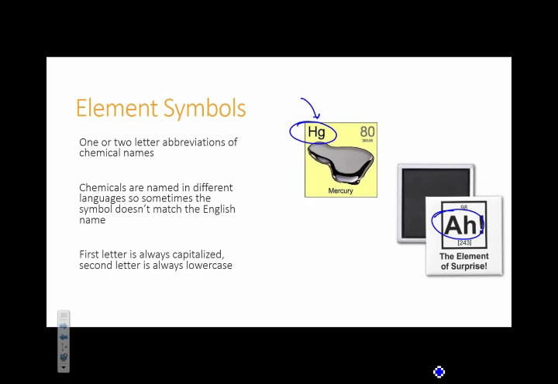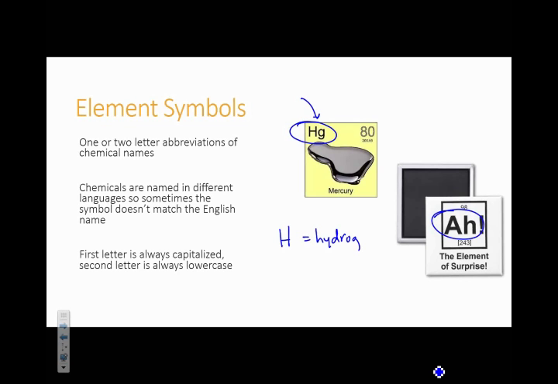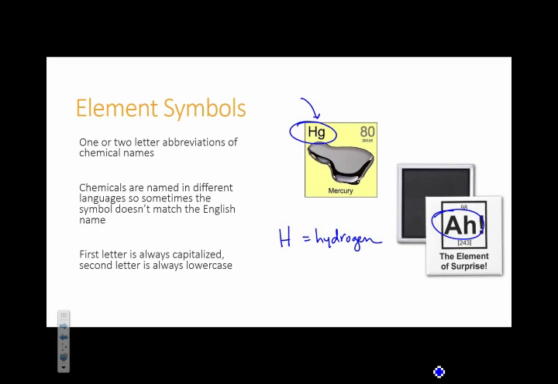Sometimes you just have one-letter abbreviations, like for example, hydrogen is just written as H rather than HY or something else. So some of them are one letter and some of them are two letters. The chemicals are named in different languages, so sometimes they match the English name and sometimes they don't. Like mercury, Hg, you might be wondering where on earth did that H and G come from. It's because mercury is named in a different language, and that's where the Hg is coming from.